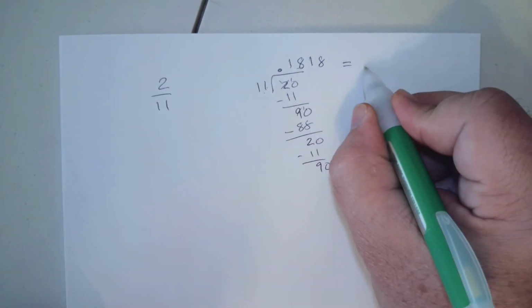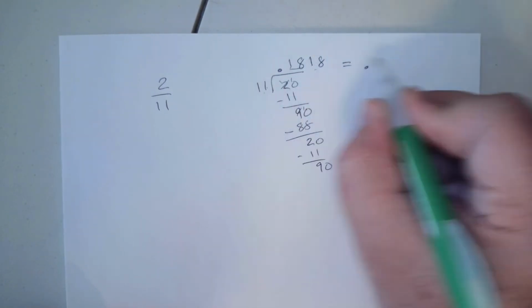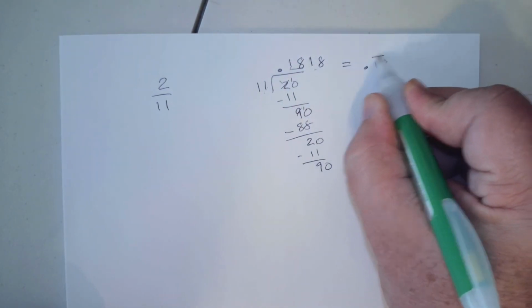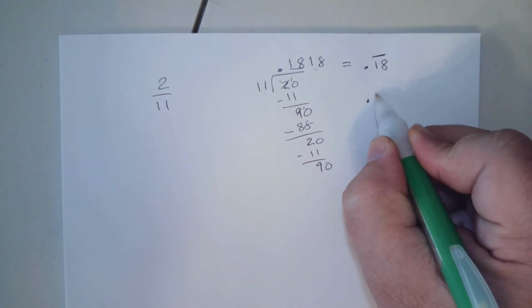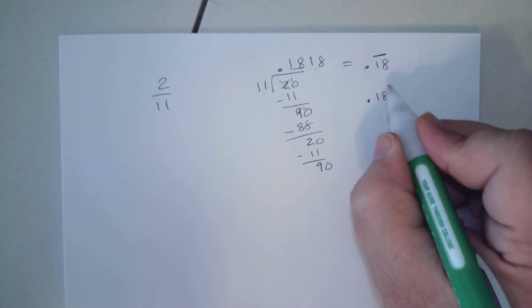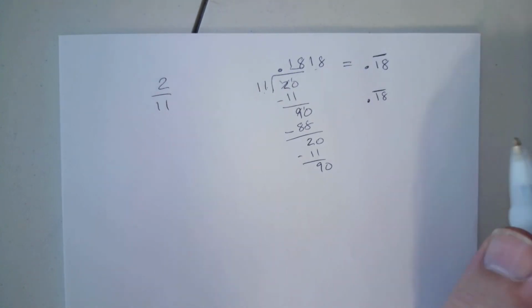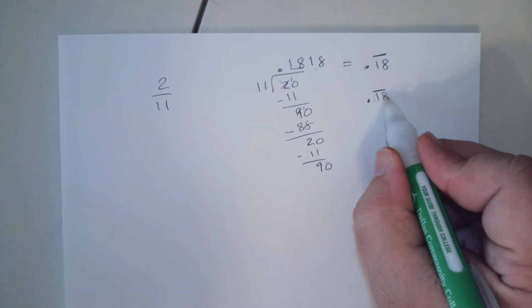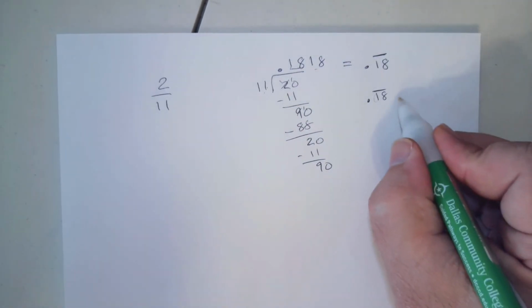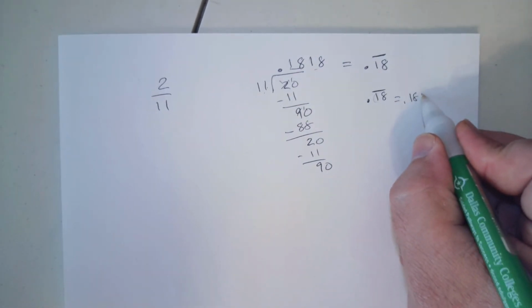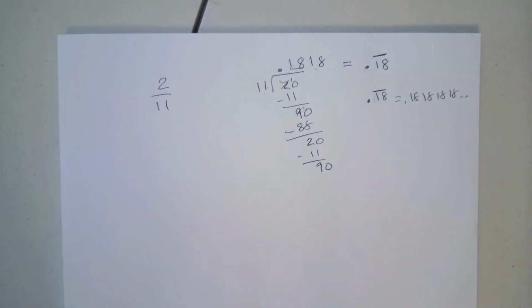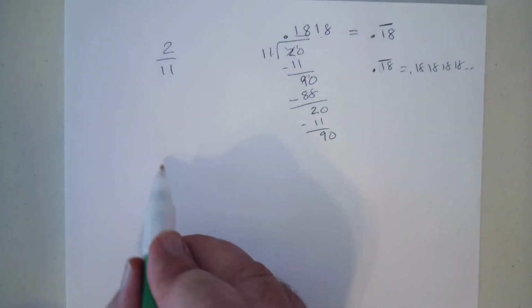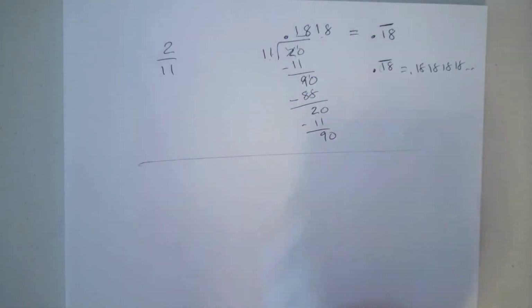So instead of writing all that, since it's always repeating, we write it this way. This is called a repeating bar, and it means anything under the bar repeats itself forever: 0.18, 18, 18, 18, forever. So if it's not terminating, we'll see if it has a repeating pattern.